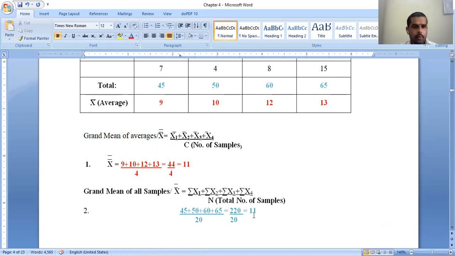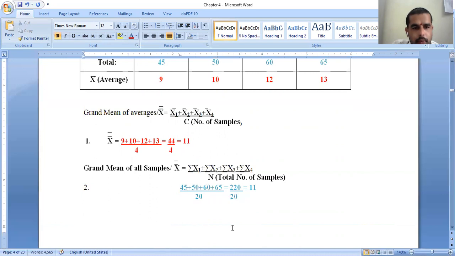Okay, this is a very important point here. Grand mean of averages and grand mean of all samples, you have to get the same value. In the first case you got 11, in the second case also you should get 11 only, then the problem is done correctly. If you got a different value in this case, then you made a small mistake. Okay, you have to check. You have to remember this important point.